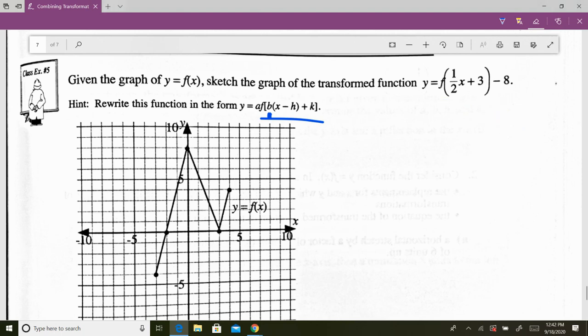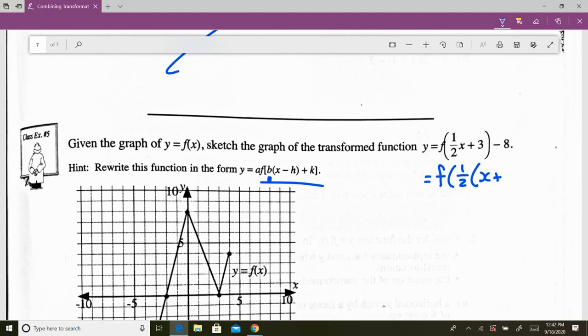Know how to do this for your test. I guarantee I'm going to ask you this. So I'm going to factor out 1/2. Now, what happens to the 3? What does it turn into when you factor out 1/2? It turns into 6, right?